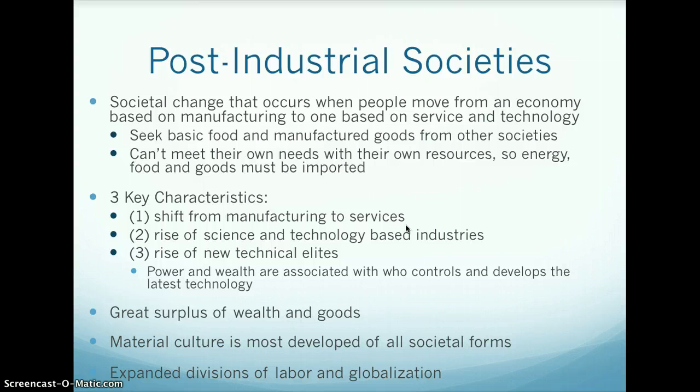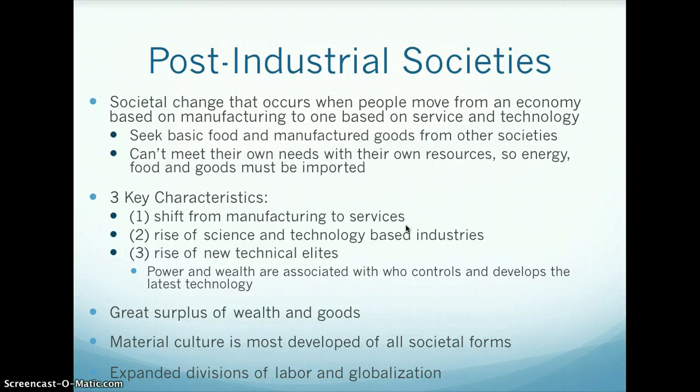There are 3 key characteristics to these types of societies. The first one is there's a shift from manufacturing to services. So former factories or former manufacturing cities might have died out or gotten smaller, or those factories have moved overseas where labor is cheaper, and the focus is now on service. The second characteristic is you'll see a rise of science and technology-based industries. So like Silicon Valley in California developed in our post-industrial society, and that is of course an area where a lot of technological research companies and development companies are based.